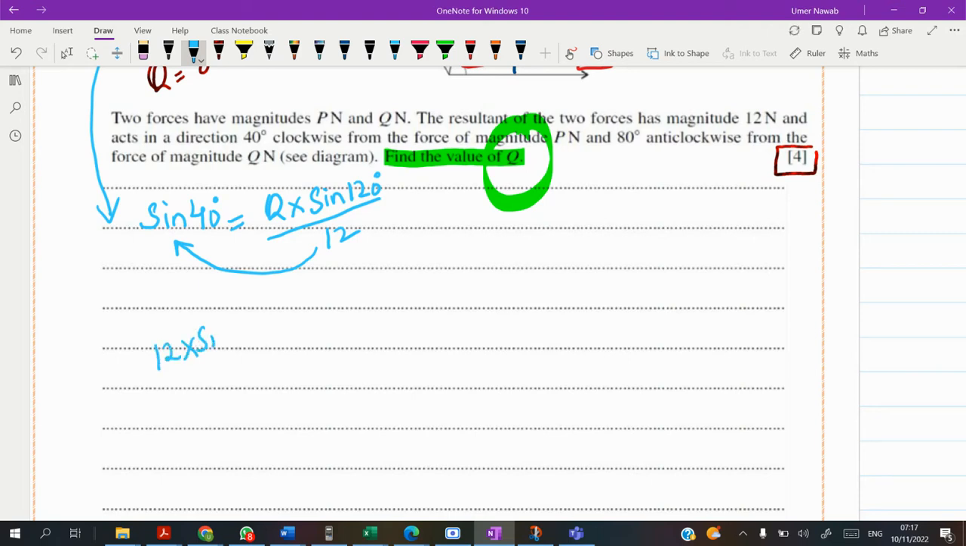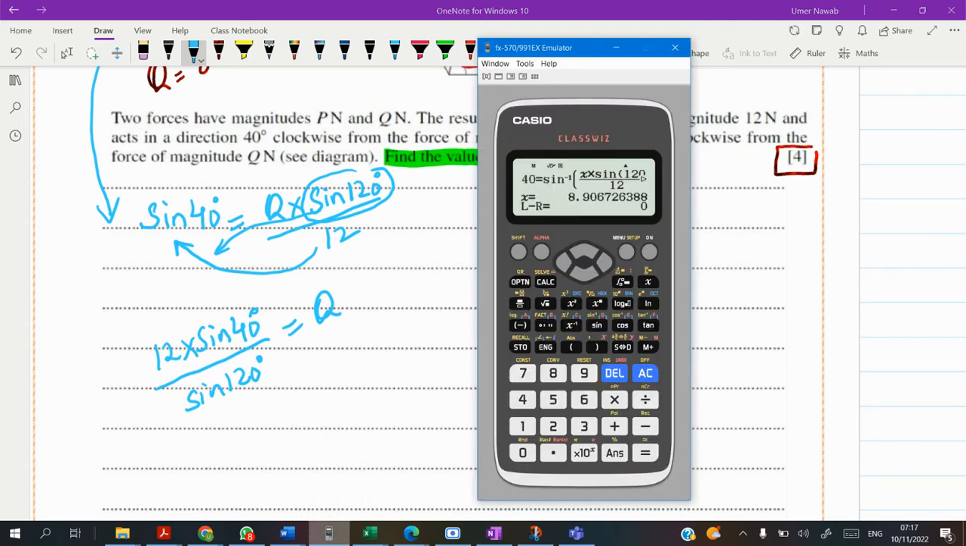So 12 times sine of 40 degrees, and then divided by sine of 120 degrees, because this was multiplying, it will go in the denominator, equals Q. Clear? So let's try to find this answer. It must be the same as what we have already calculated by using the equation solver from the calculator.